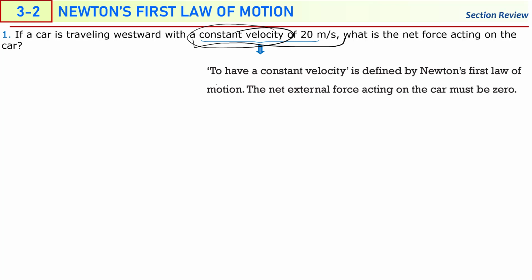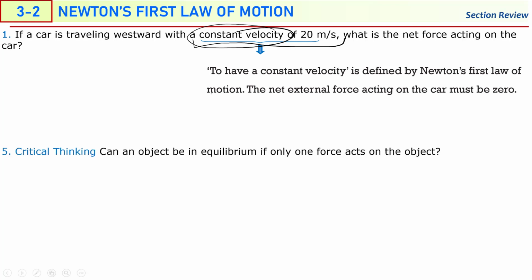The net external force acting on the object must be equal to 0. Remember, there were two cases. If the object is initially at rest, it will stay at rest. If initially it's in motion, it will continue moving with constant velocity.